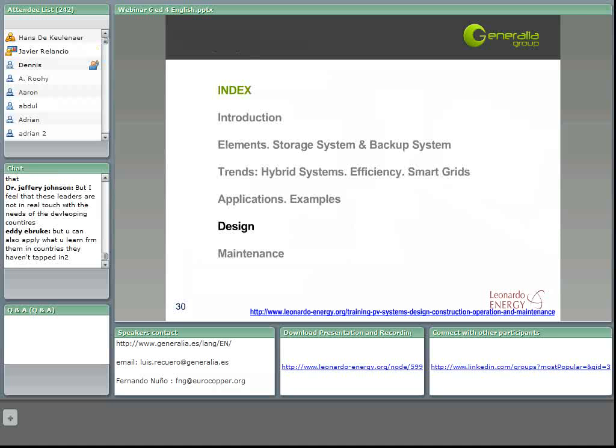So we get to one of the final chapters in this webinar, which is the design of this type of installations.